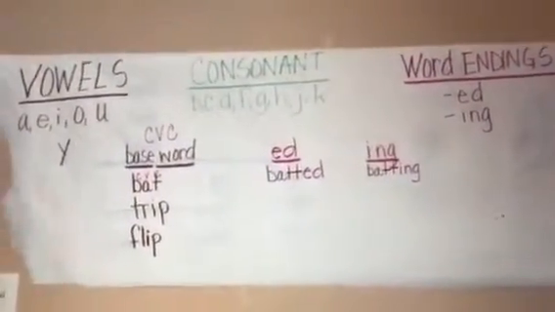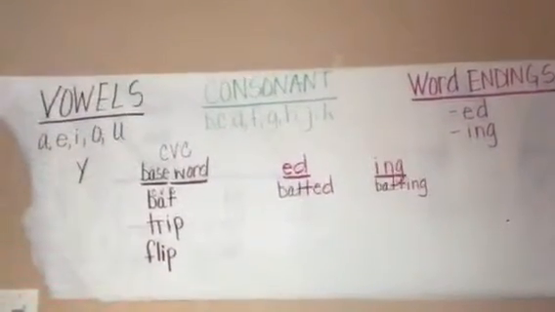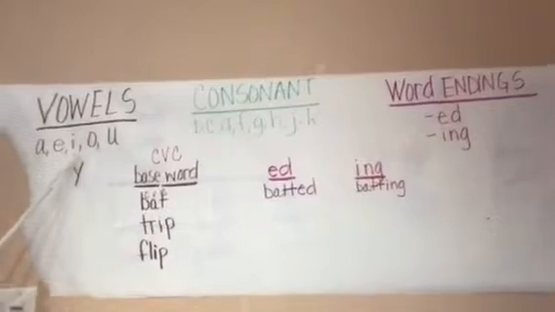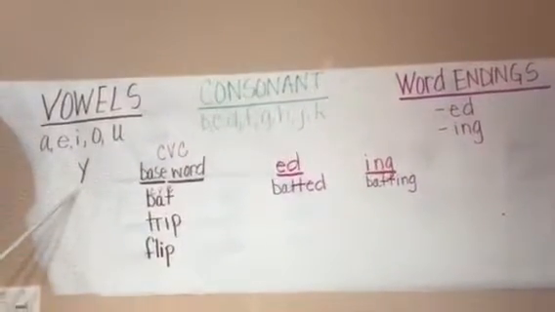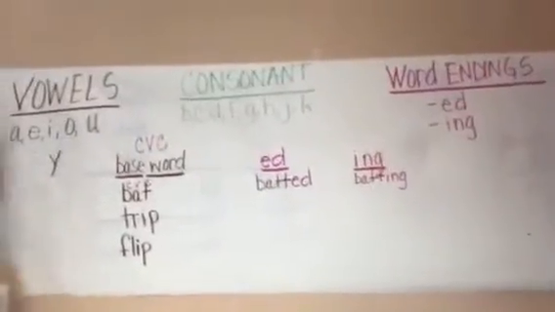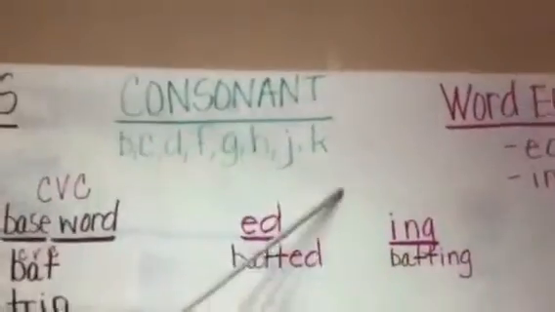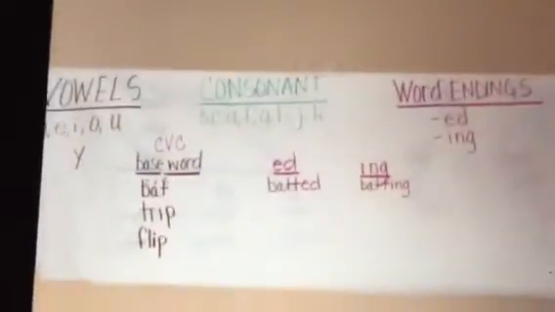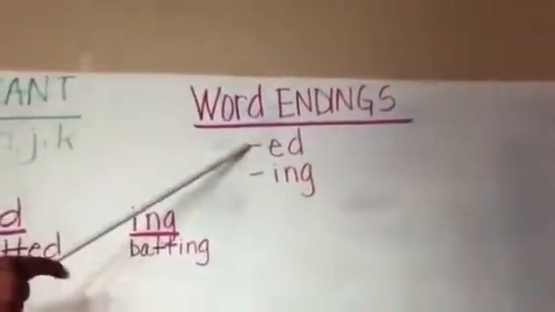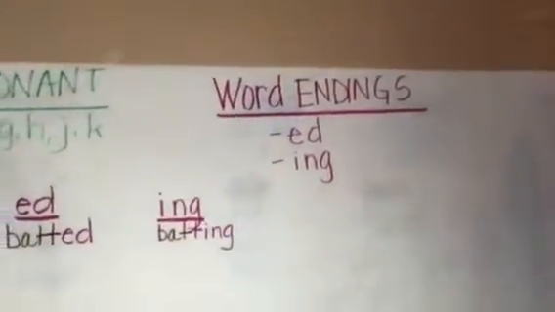First of all, let's just quickly review what a vowel, what a consonant, and what some word endings are. A vowel is the letters A, E, I, O, U, and sometimes Y. And a consonant is any letter in our English language that's not a vowel. So these would be like B, C, D, F, G, H, and so on. So if it's not a vowel, it's a consonant. The word endings that we're going to be addressing today are ED and ING.